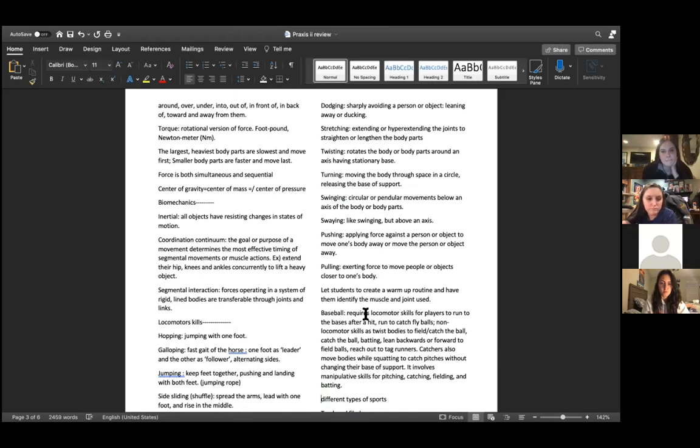Pushing: applying force against a person or object to move one's body away or move the person or object away. Pulling: exerting force to move people or objects closer to one's body. Let students create a warm-up routine and have them identify the muscles and joints used.